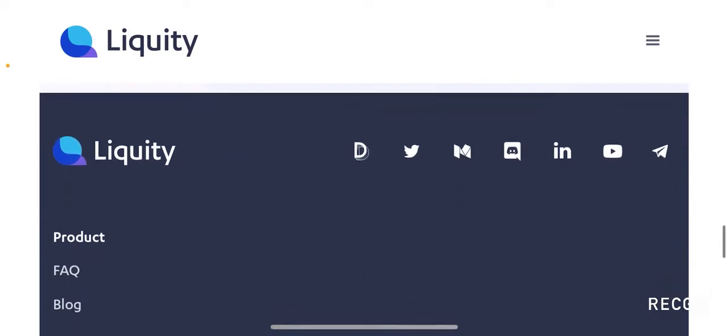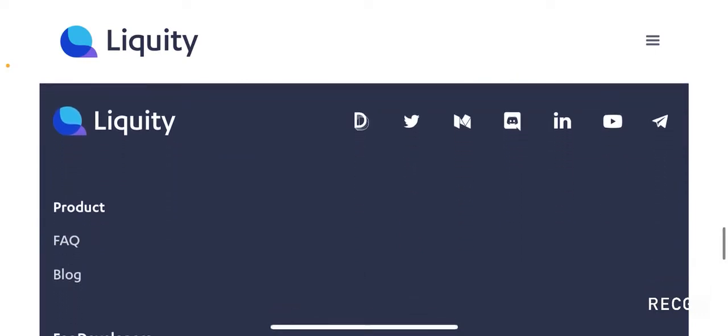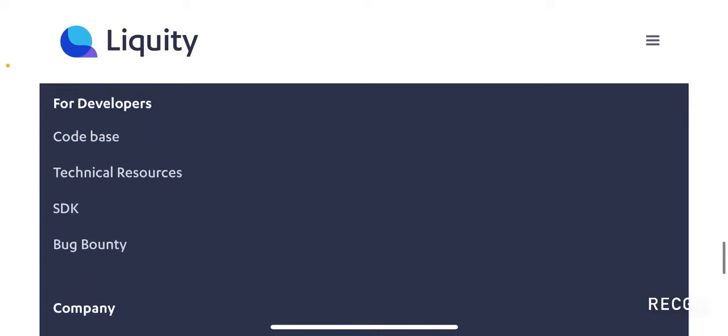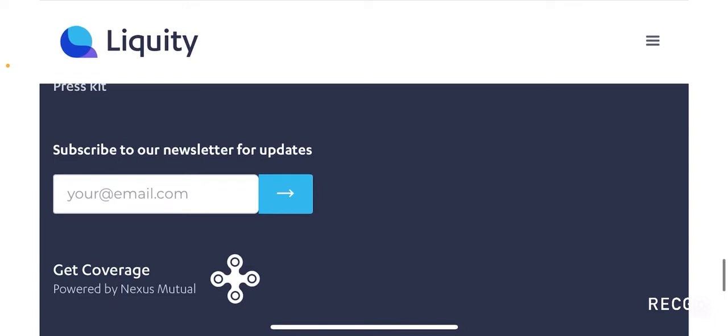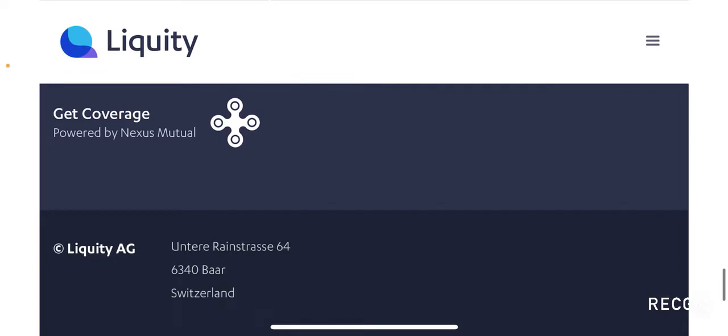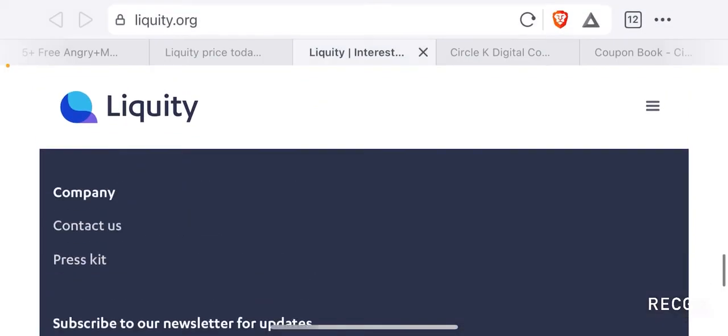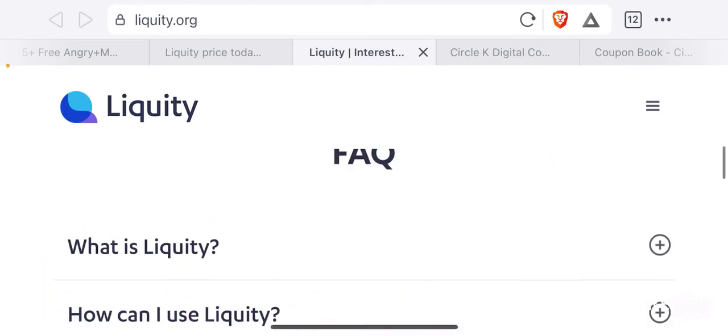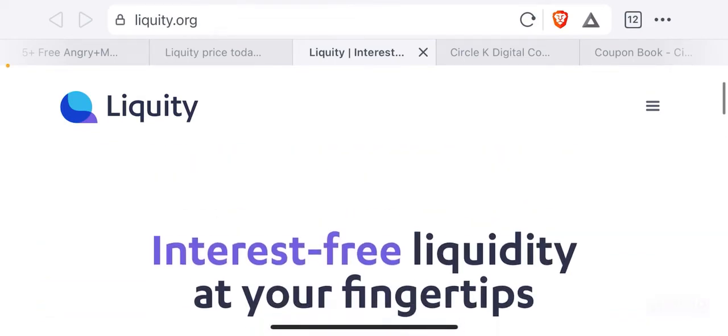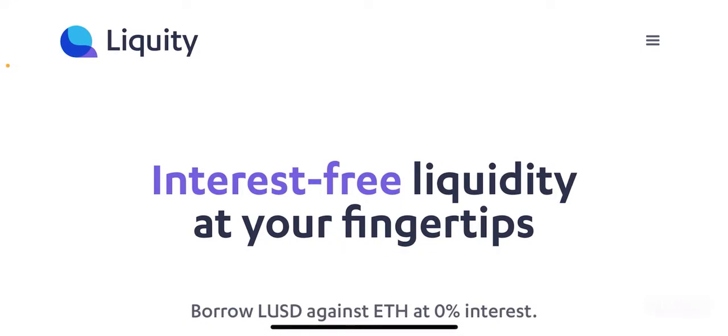Apart from that, if you scroll below, you have all their social media information along with their blog posts. And if you're a developer, you have other information that you can also access. And if you want to join the newsletter, you can sign up here. They also have coverage by Nexus Mutual, which is a popular DeFi insurance platform, right? So they do get covered, and it's a project based in Switzerland. Overall, a lot of important information that we've gathered from this platform, and it's a pretty cool and straightforward platform which does borrowing a little bit differently compared to some other projects, right?